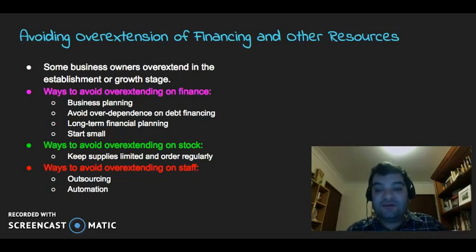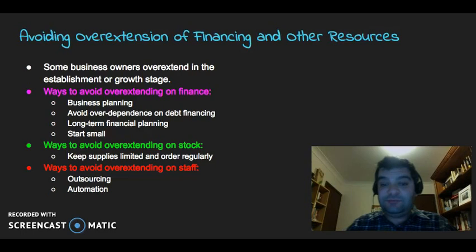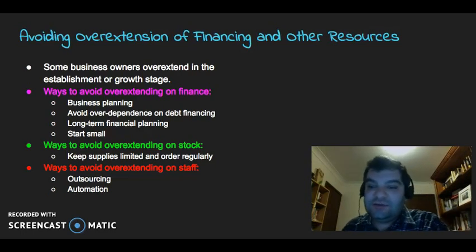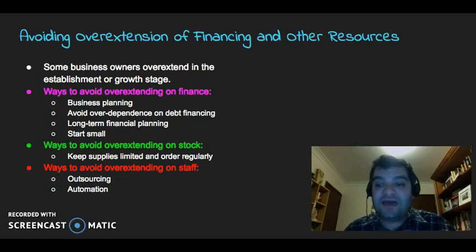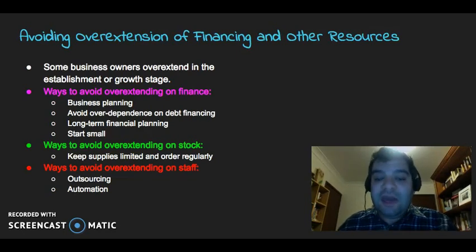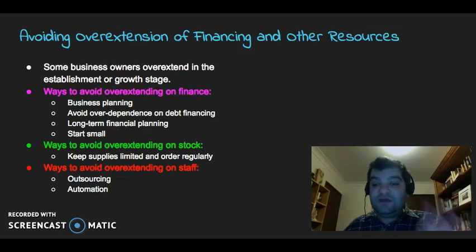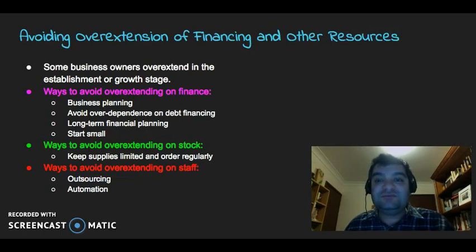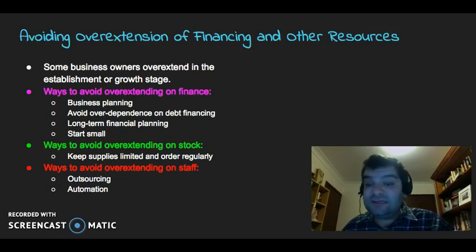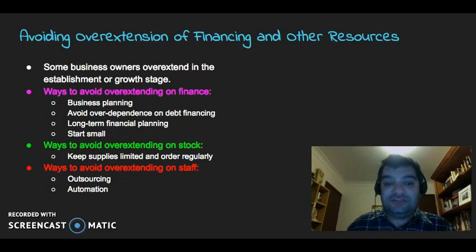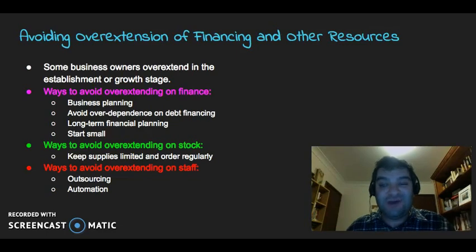A way to avoid overextension on stock is to keep limited supplies, order regularly. Now, this might, however, lead to increased costs, because rather than buying items in bulk and having it stored somewhere, you might need to order more regularly. So smaller shipments will then cost more. However, the big idea is to avoid overextending. You also don't want a warehouse with stock that customers may or may not want, particularly if you're dealing with technology that might change so rapidly. By the time it gets to your warehouse, it's already obsolete, and now you're sitting on a whole bunch of stuff that no one really wants.